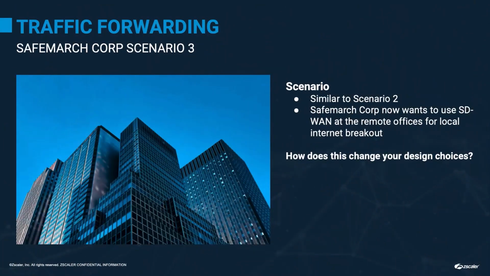Scenario 3 is much like our previous scenario, but instead of sending everything from headquarters, SafeMarch Corp. wants to use SD-WAN at the remote offices for local Internet breakout so they can eliminate the costly backhaul of user traffic. How does this change your design choices?